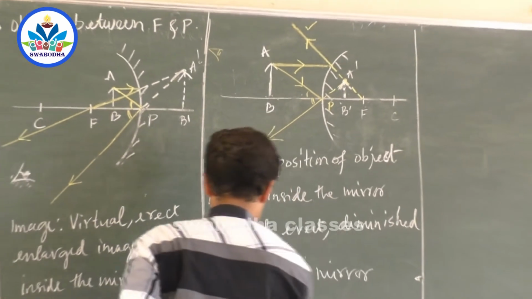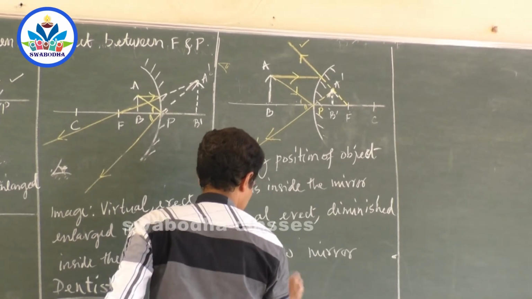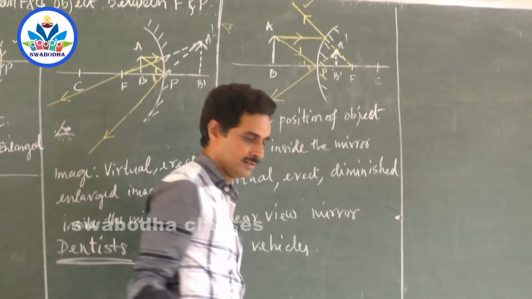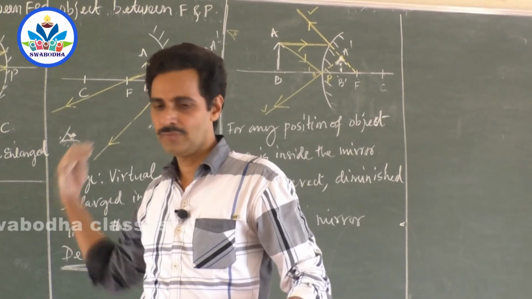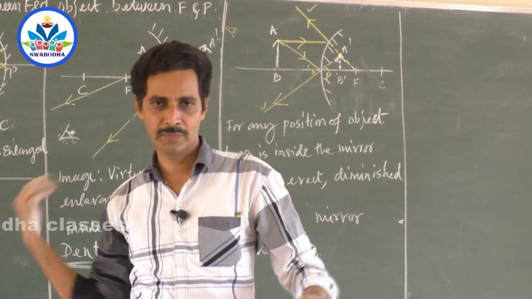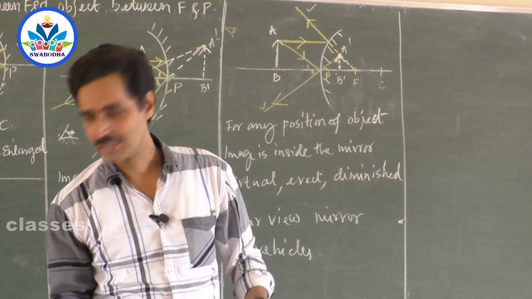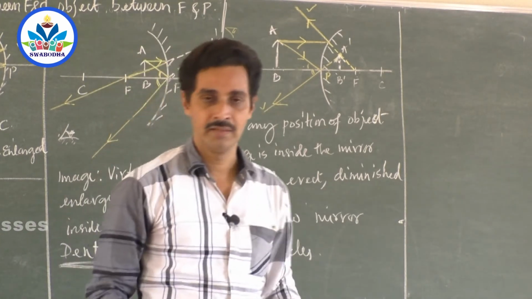Rear view mirror in vehicles. What is the rear side? The rear side is the one which we can't see. If you are driving a vehicle and something is coming from behind, you must be able to identify what is coming from behind because you want to give it side.